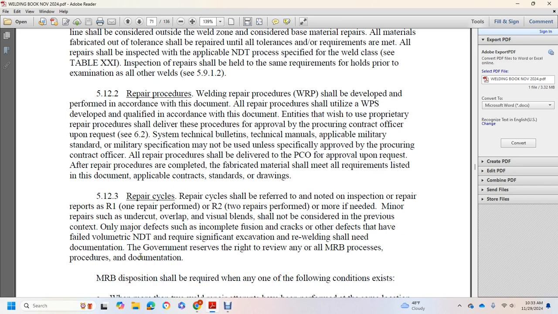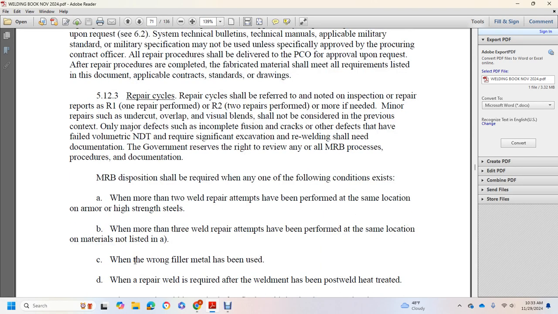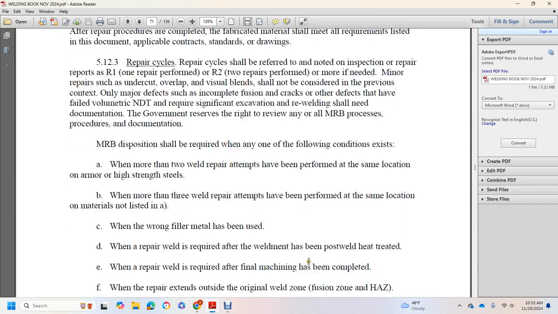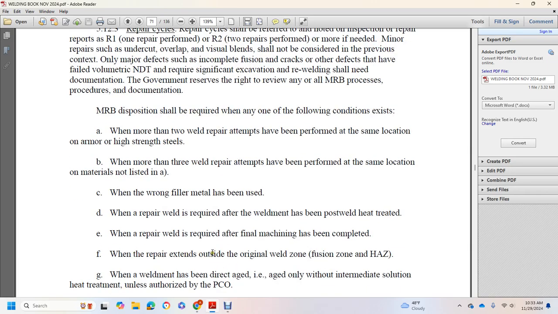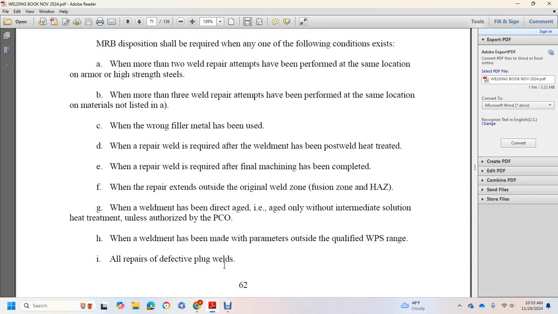MRB process and procedure documentation. MRB disposition should be required for any of the following conditions: when more than two weld repair attempts have been performed in the same location on armor and high strength steel; when more than three weld repair attempts have been performed on the same material not listed in A; when the wrong filler metal has been used; when the repair weld is required after the weldment has been post-weld heat treated or final machining has been completed; when the repair extends beyond the original weld zone, fusion zone, or heat affected zone; when the weldment has been direct aged only, without the intermediate solution heat treatment, unless authorized by the procuring contract officer.